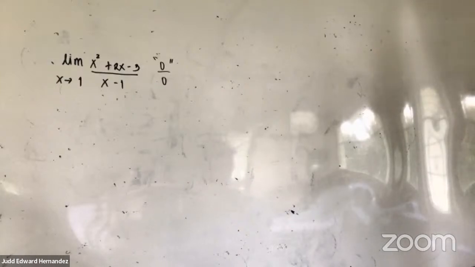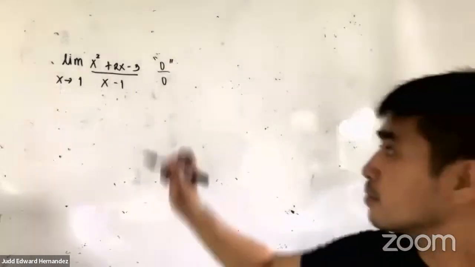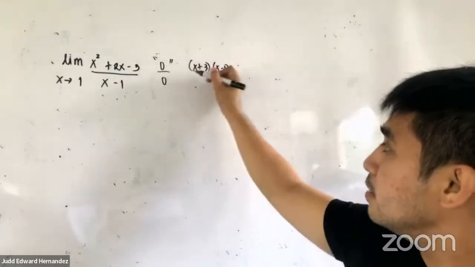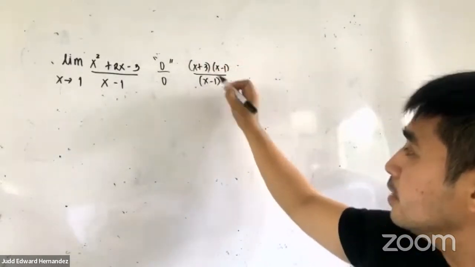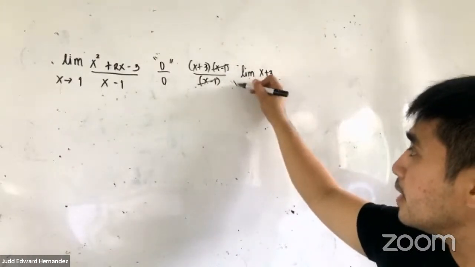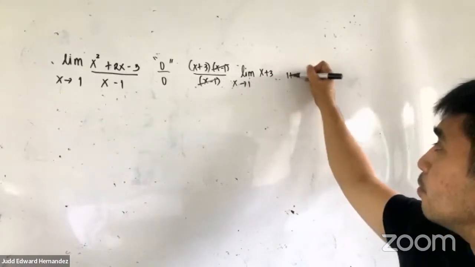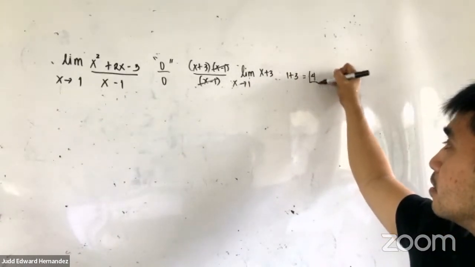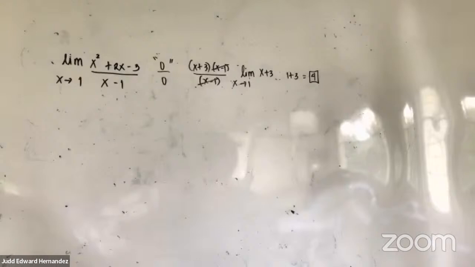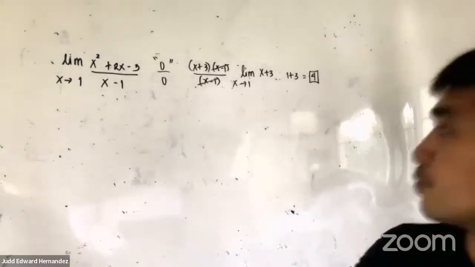Could you please give me the factors? Sige nga po, pakibigay sa akin yung factors niya. Sir, x plus 3 tas x minus 1 po. X plus 3 times x minus 1 all over x minus 1. Cancel out x minus 1. Therefore, we're left with the limit of x plus 3 as x approaches 1. And this becomes 1 plus 3. The answer is 4. Okay. Is your answer 4? Yes po. Okay, let's try another.